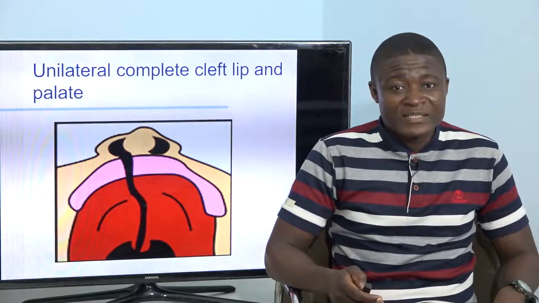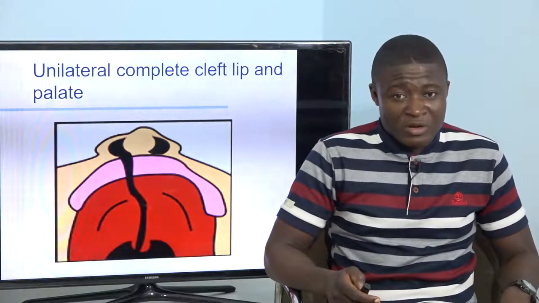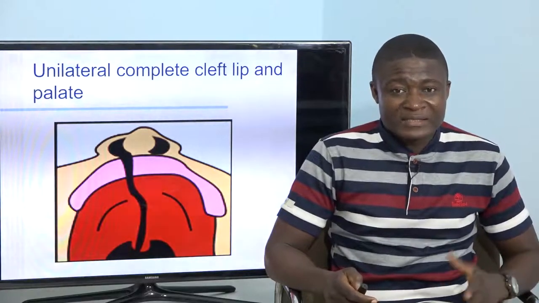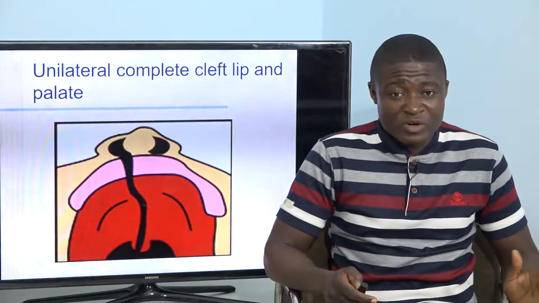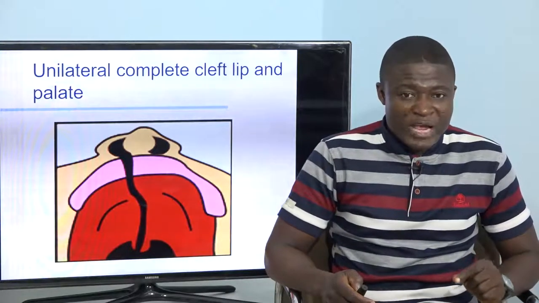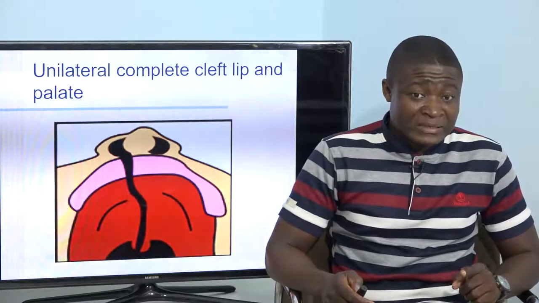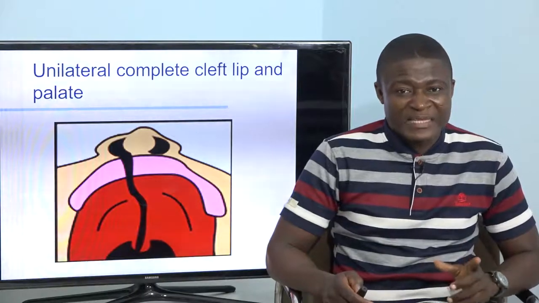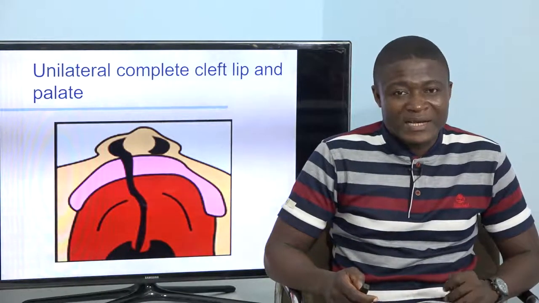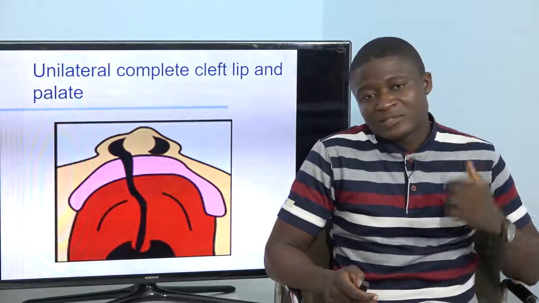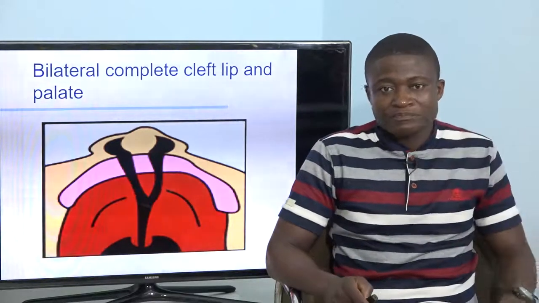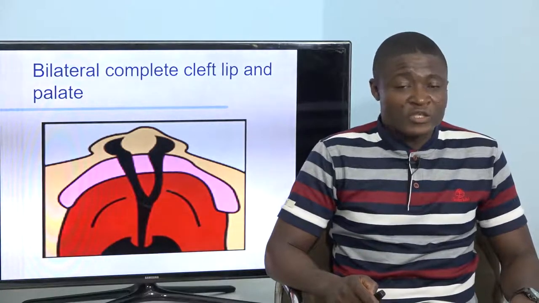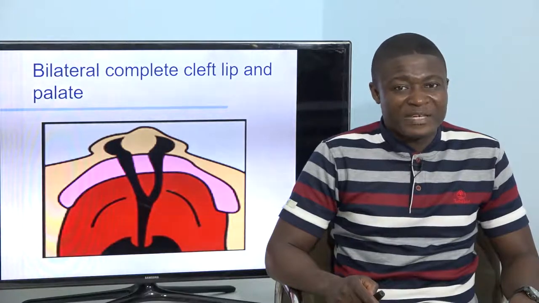You can see this one is a unilateral complete cleft lip and palate. With this one, in fact, the cleft lip, you've already seen what the pictures look like. And this one, we are showing you the palate itself. You can see that the palate, both the soft and the hard palate, have been split. They are not unified. So that is a complete cleft palate, including the lip as well. So you can see this one is double-sided, and they are complete as well. So this is a bilateral complete cleft lip and palate.